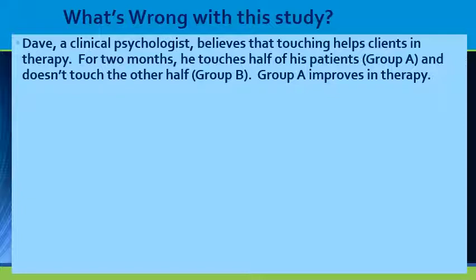Okay, well, beyond the problem of the fact that he is touching his patients, that's an ethical problem. How do we know that the touch itself is what improves the patients in their therapy? How do we know that Dave isn't changing his therapy in those patients in Group A, and that maybe he is doing a different kind of therapy in Group B? How do we know that Group A's patients have the same kind of problems as Group B's patients? As it's reported here, it's not clear what exactly is causing the improvement in therapy in this particular setting.